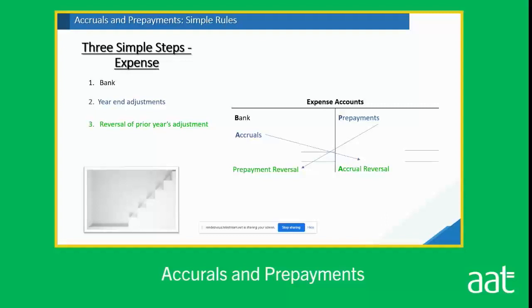It's accruals if costs are missing, it's a prepayment if costs are paid in advance. And then appreciating that those year-end adjustments will appear as the reversal entries at the start of the following year, and they'll appear on the opposite side of the account. So as long as we understand step 2, step 3 will fall into place for us.